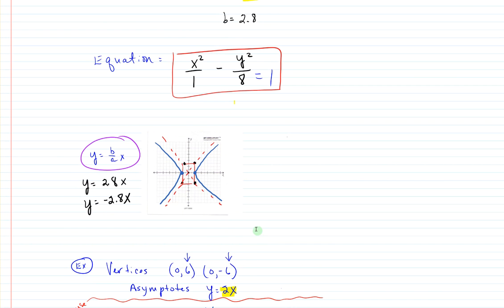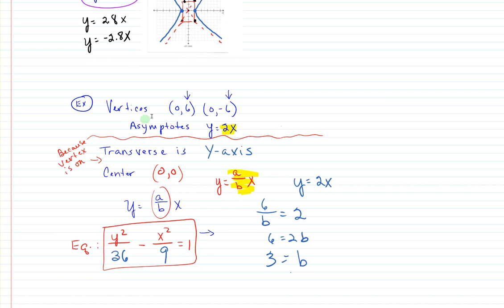If you were going to graph it, you could plot the 1 and the negative 1 on the x-axis. You could plot your y equals b over a times x. That'd be y equals 2.8x and negative 2.8x. So you get these two dotted lines. That helps you with the shape of your branches, because the branch will come in and touch at that vertex, but we don't know whether it goes like this or way up here. But if you have those asymptotes there, you can follow the shape. Okay.